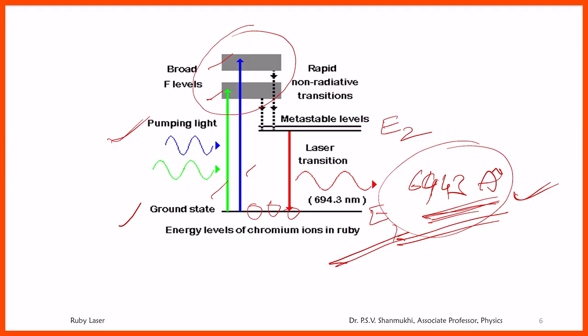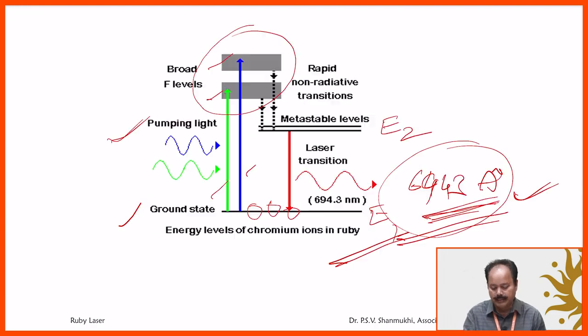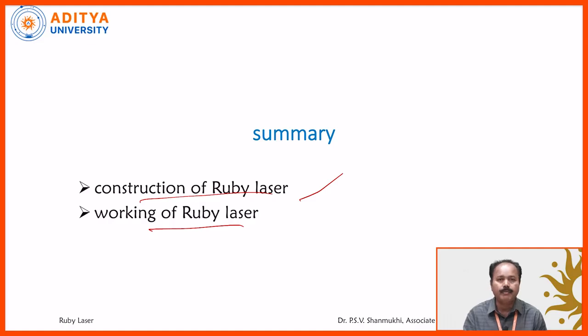So at the end, from this article, the students can understand what we have discussed: the ruby laser construction. What is the construction of the ruby laser? How is it working? What is the output? Basically, we have to concentrate on the pumping method, the pumping scheme, the optical resonator arrangement, and the output of the laser. Everybody should concentrate on all these things. That's why we have discussed here the construction and working of the ruby laser.